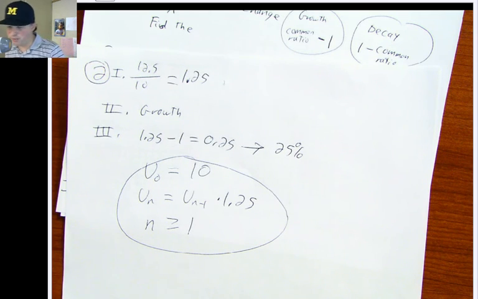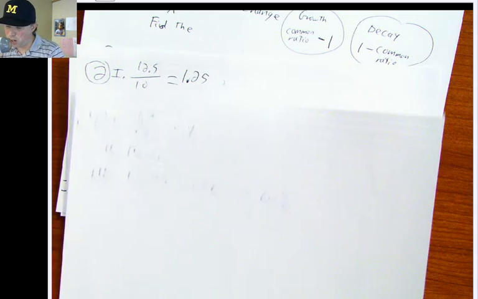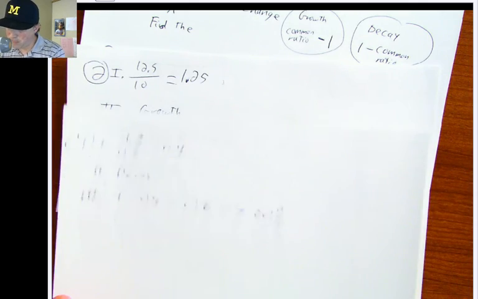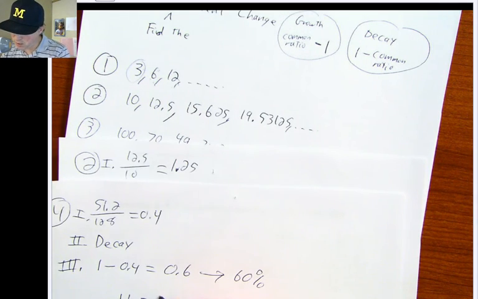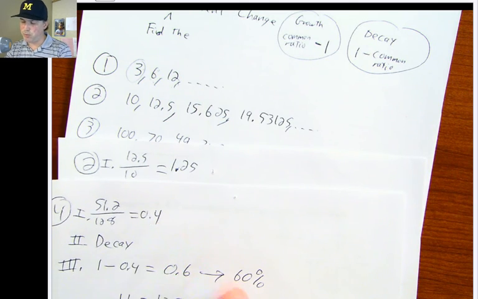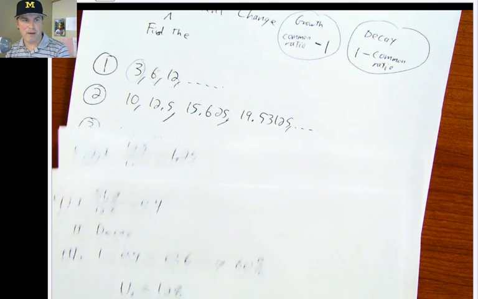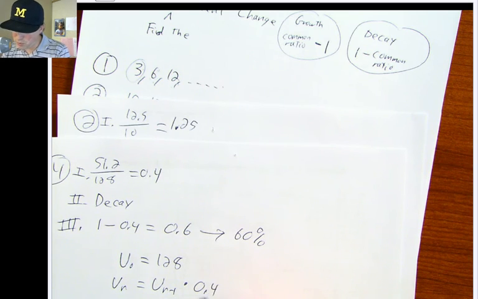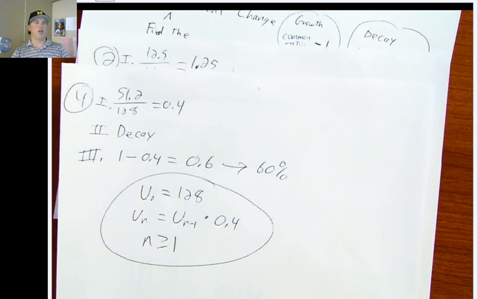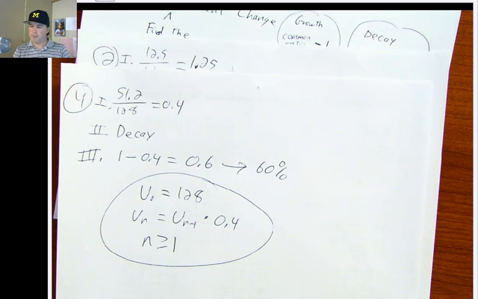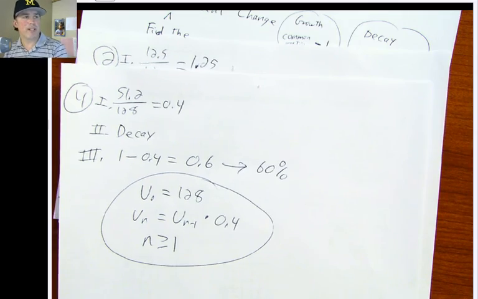And then if I did a recursive formula for number 4, in that case, U0 is that first number, so I guess it is 128. And then for the next number, you're taking that U(n-1) and multiplying it by, what do you multiply it by? You multiply it by the common ratio, 0.4, with n greater than or equal to 1. So that is a recursive formula of a geometric series. Okay, so those were the 4 examples.